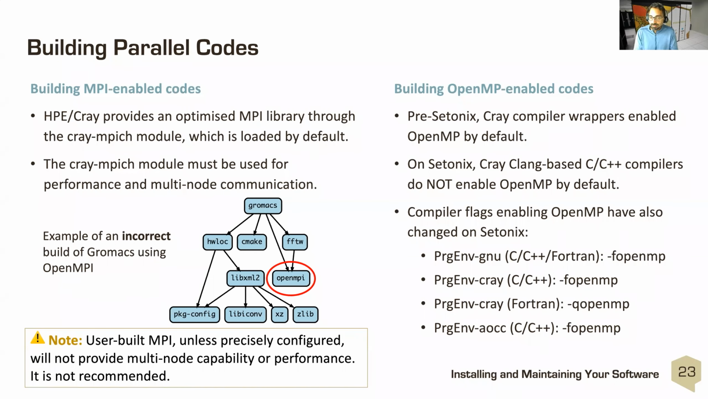We provide it set up so that this would not be the case. It would always by default look for Cray MPICH. But if you specified OpenMPI specifically for a build, realize that this will not function as you would expect. It will not make use of multi-node communication. We really strongly recommend using the MPI that's provided by Cray.